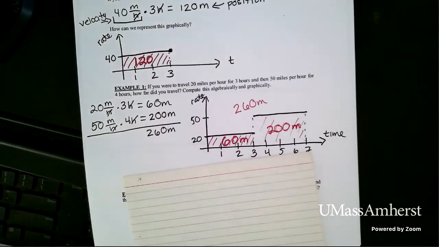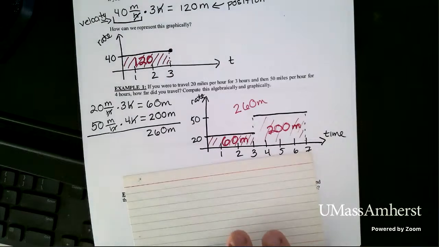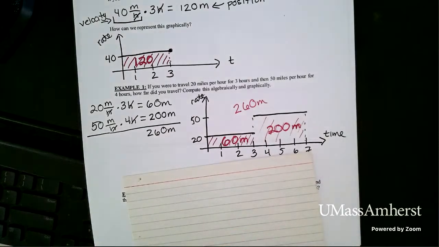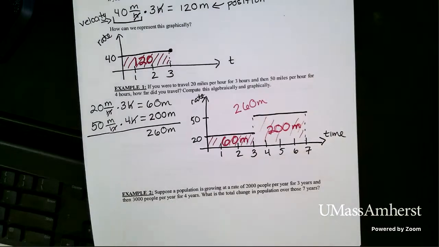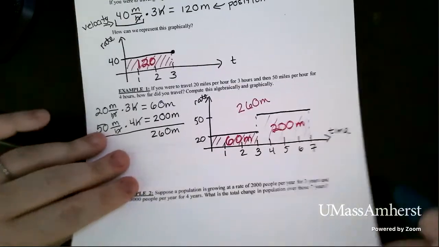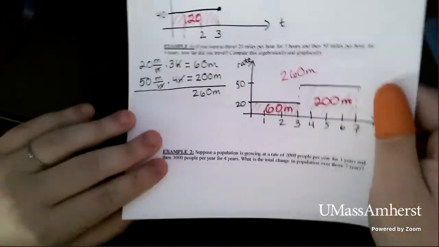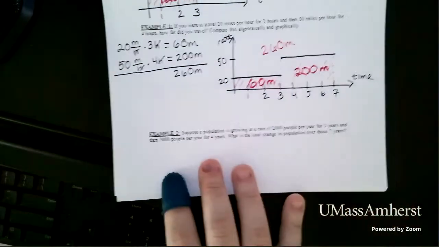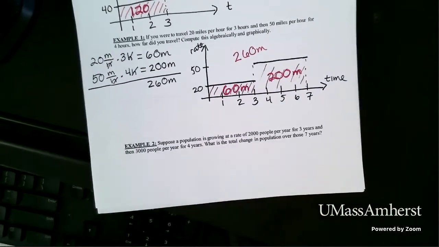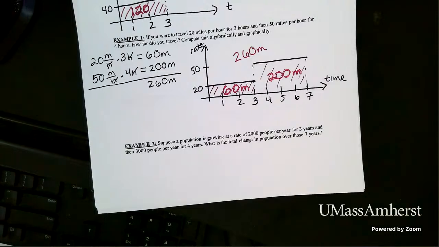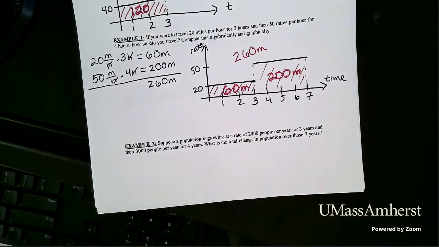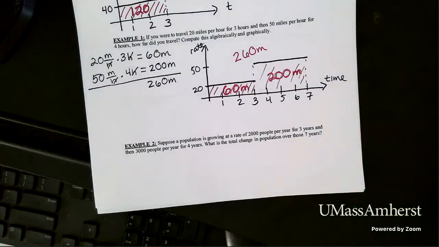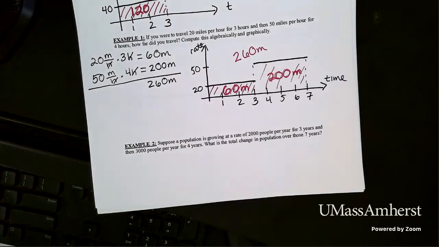Okay. The next problem is similar, only now we're not talking about driving, right? Just to sort of give you a sense that not all of these have to be about distance. We're going to see if we can translate this over to a population problem. So suppose a population is growing at a rate of 2,000 people per year for 3 years, and then 3,000 people per year for 4 years. What is the total change in population over these 7 years?